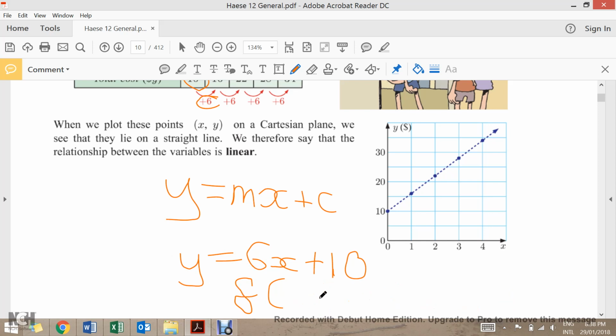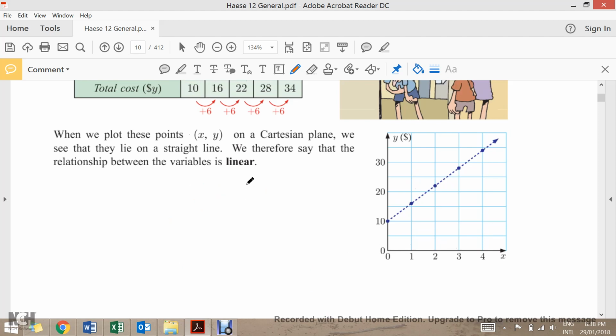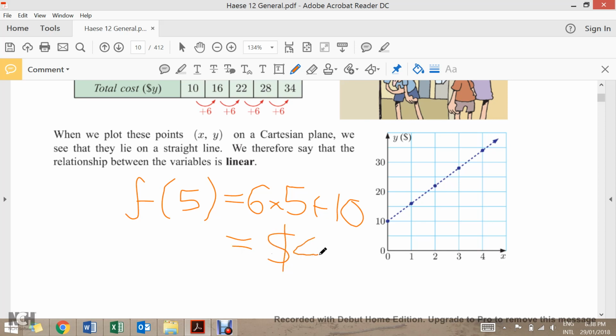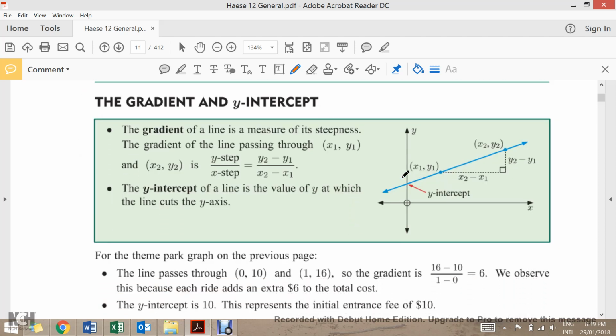And how that then works is I can put a certain value for x in there. So say f of 5 would then equal 6 times our x value, which is 5, plus 10. You do the math and you should get 40. So if we go on 5 rides, it's going to cost $40 all up. Okay, done. Gradient and y-intercept we just talked about there.